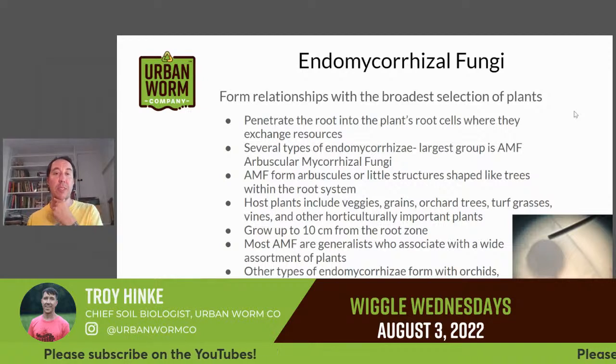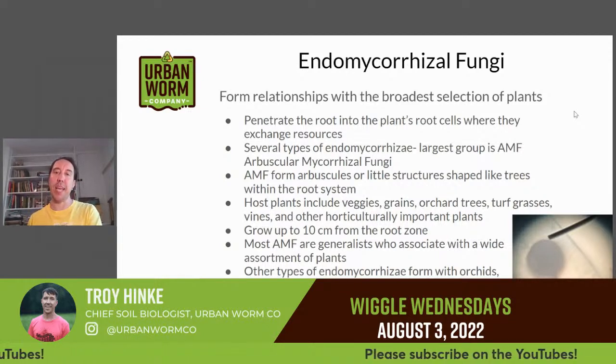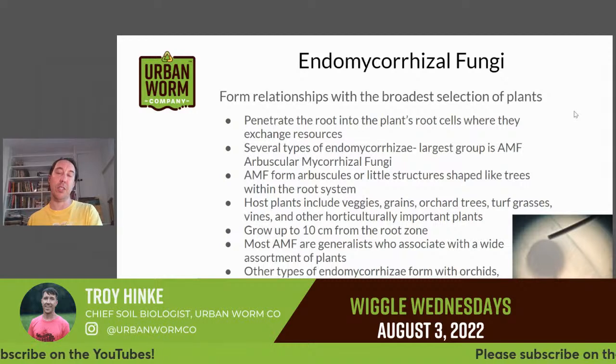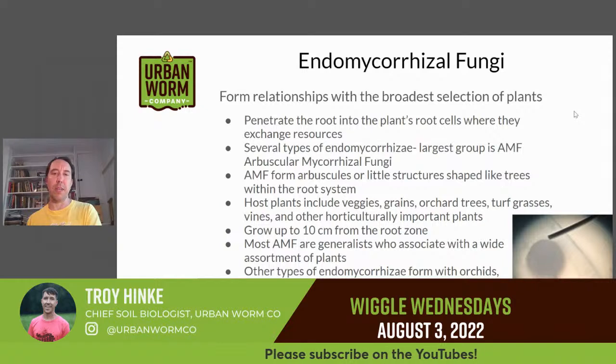There are several types of endomycorrhizal fungi, but the largest group that works with the most plants is AMF, or arbuscular mycorrhizal fungi. They form arbuscules, or what look like little tree shapes within the root system. I tried to find a good picture of this, but I wasn't finding one.